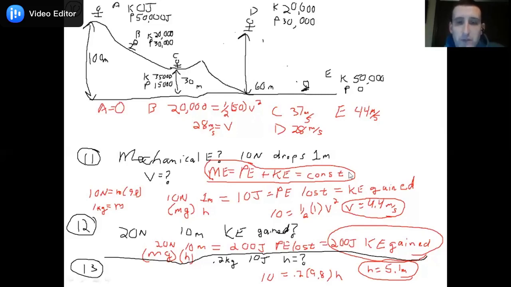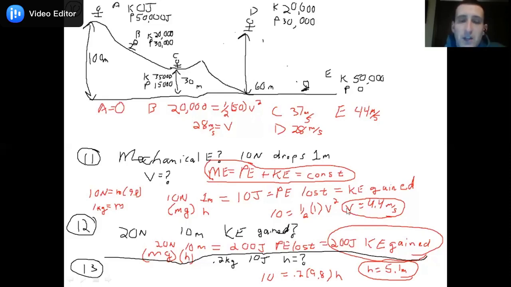So after it's fallen 1 meter, it is at 3 meters of height instead of 4 meters of height. It doesn't have 40 joules anymore. It only has 30 joules. So 40 minus 30 would give us 10. Or if you think about it in terms of change in height, mg delta h, that's a change in potential. That's going to be our gain in kinetic. It's 10 joules. The potential energy lost is kinetic energy gained.